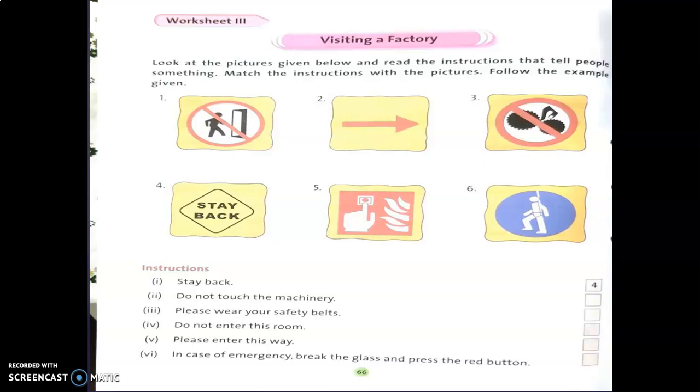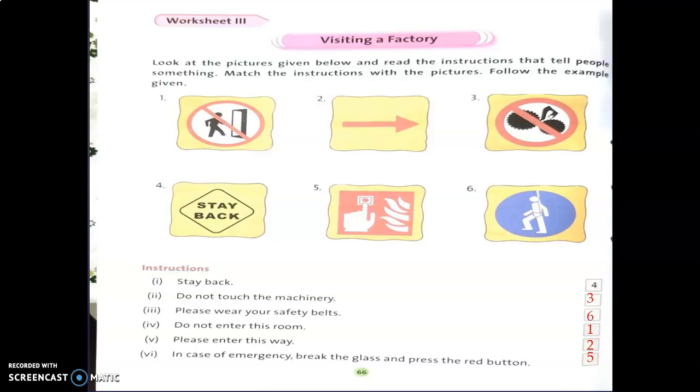See the first picture. What is it saying? Yes, do not enter this room. And the second picture is saying, please enter this way. And the third picture is showing, do not touch the machinery. And the fourth is already given, stay back. And the fifth is saying, in case of emergency, break the glass and press the red button. And one is left, that is the sixth: please wear your safety belts.